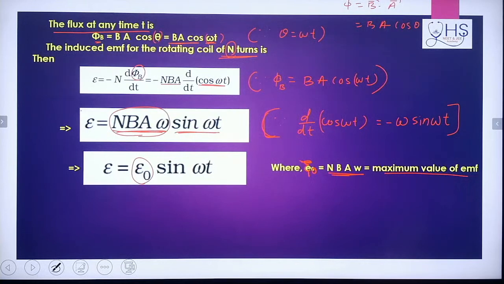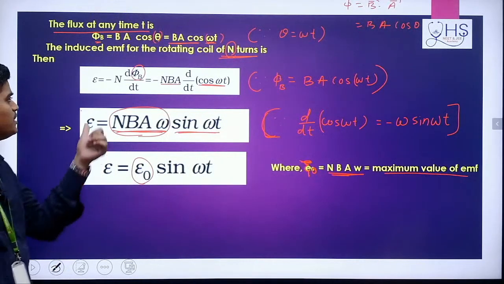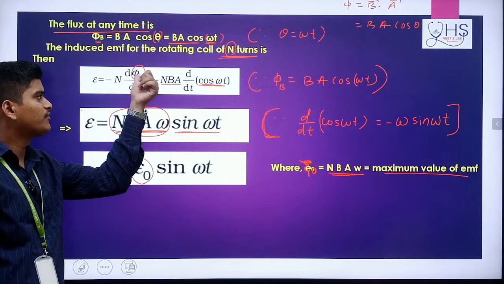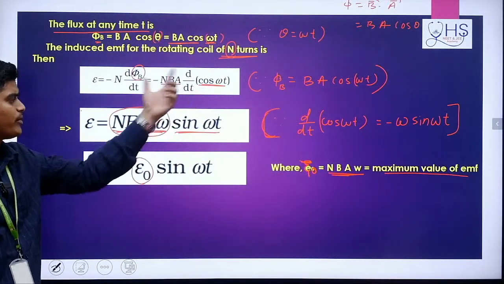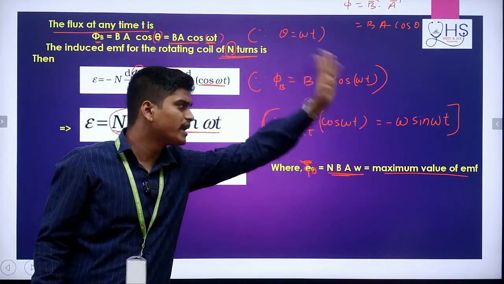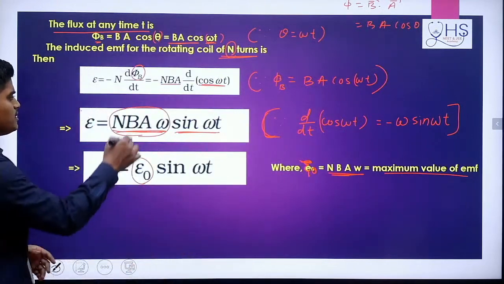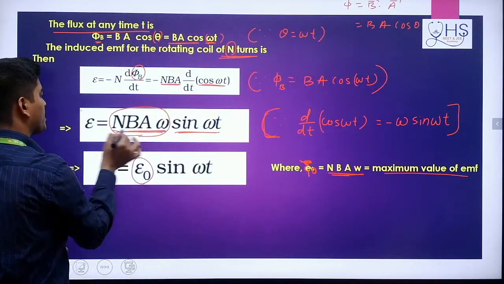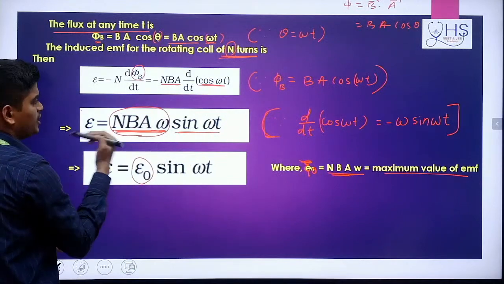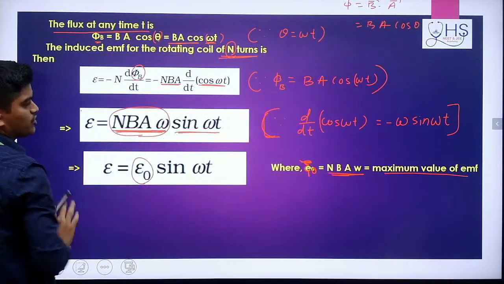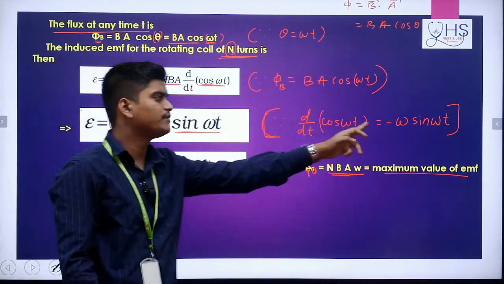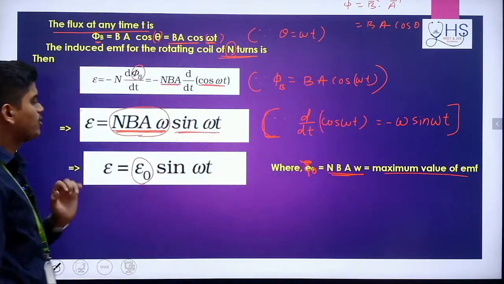So from Faraday's law, you know what your induced EMF is. When a coil is rotating, how is the induced EMF produced? Just a flux change is happening. That flux change formula you wrote. Cos omega t derivative became minus omega sin omega t. Then NBA was there and another omega came. This total term became E naught, and that minus became plus, so sin omega t is coming.